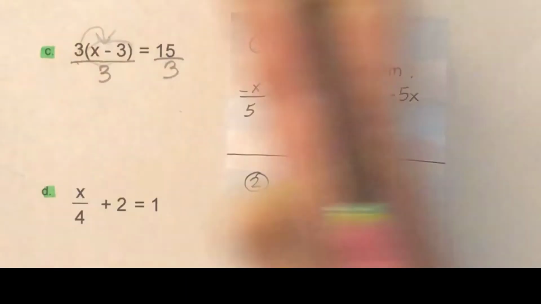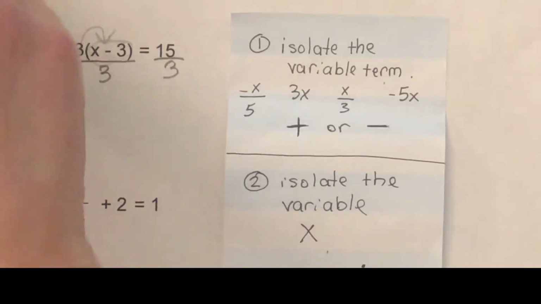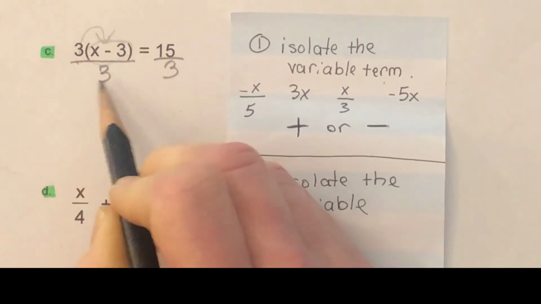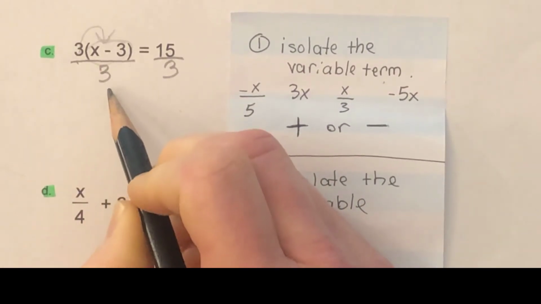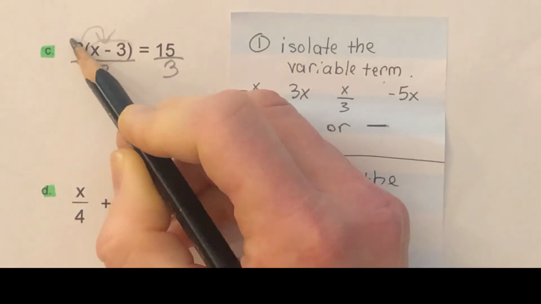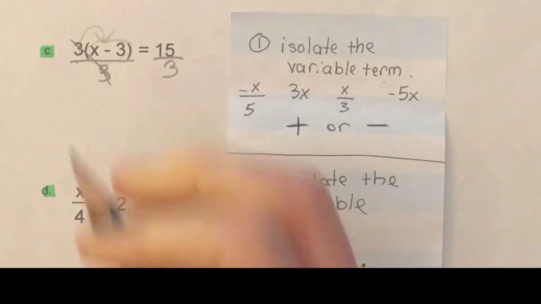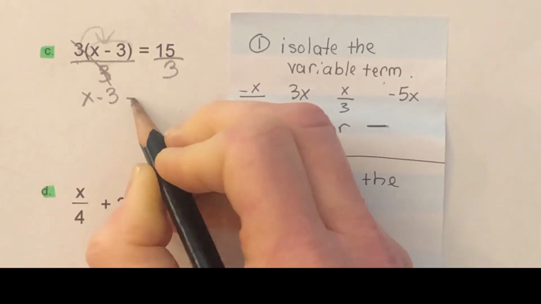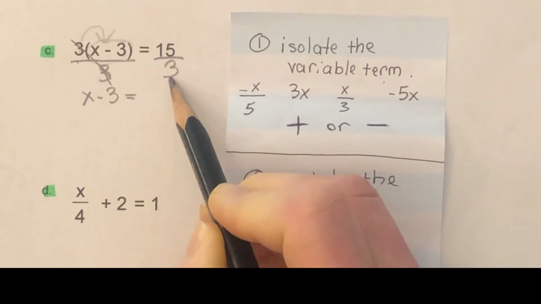Especially when you have long expressions on each side of an equation and you have distribution. If you can get rid of the distribution without even having to do it, it'll save you time. When I do that, that cancels out, and then I'm left with, on this side, x minus 3. On this side, 15 divided by 3 is 5.